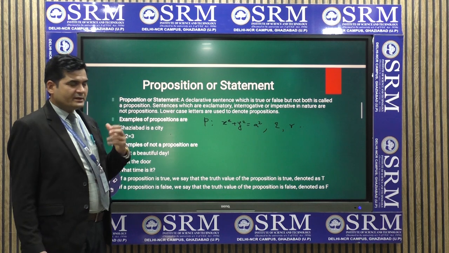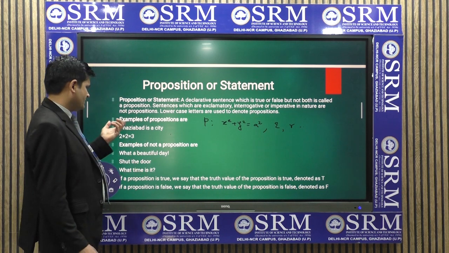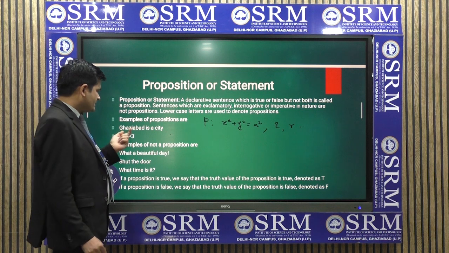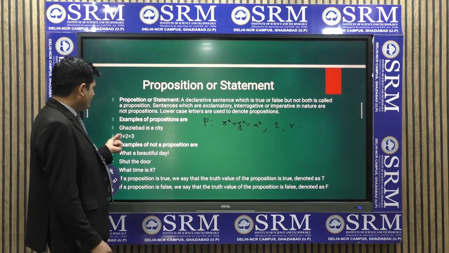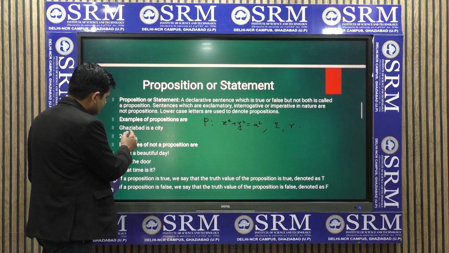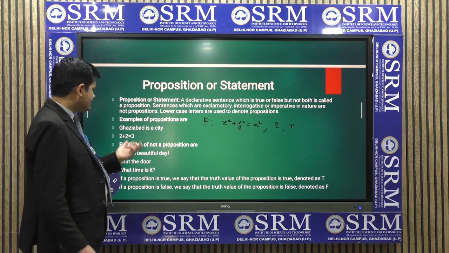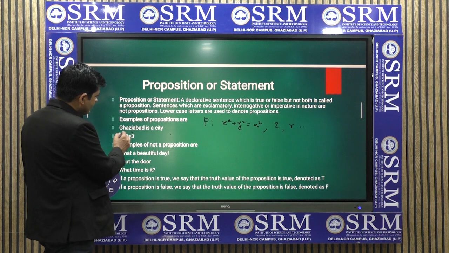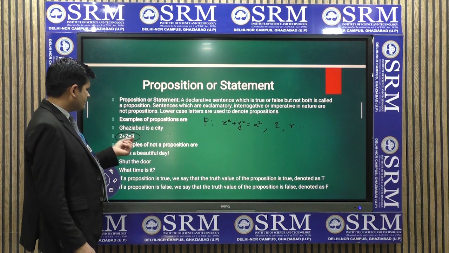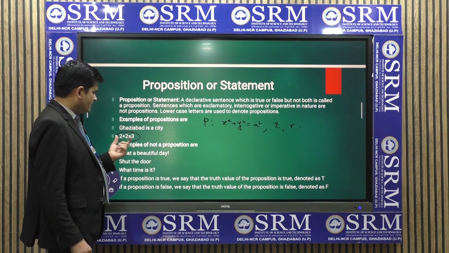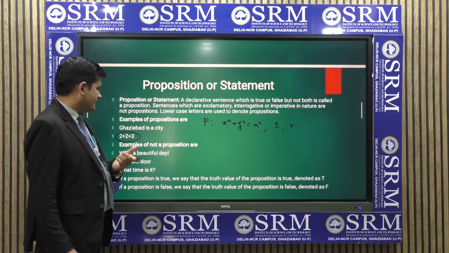For example, Ghaziabad is a city. Yes, this is a true sentence. So this is a statement, or you can say that it is a preposition. Further, 2 plus 2 is equal to 3. This is a mathematical sentence, and in this sentence, student, this sentence is false because 2 plus 2 is 4, not 3. So this is a false sentence.